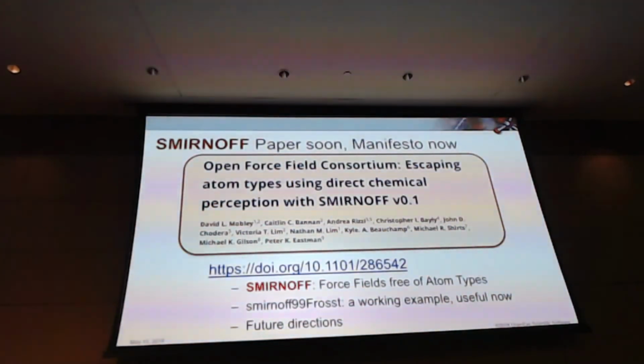So I just want to conclude this section on SMIRNOFF by saying we've got this paper coming soon, but we've got the manifesto out as a preprint, which is basically a much longer, everything-included version of the paper at this DOI. It basically summarizes what I've said in my talk to date. We've got SMIRNOFF as this new representation of a force field, which is free of atom types. You don't have any atom types at all. And you've got this SMIRNOFF 99 Frosst, which is a working example, which is useful now and actually gives pretty decent results. The paper goes into some future directions, which I won't go into today.